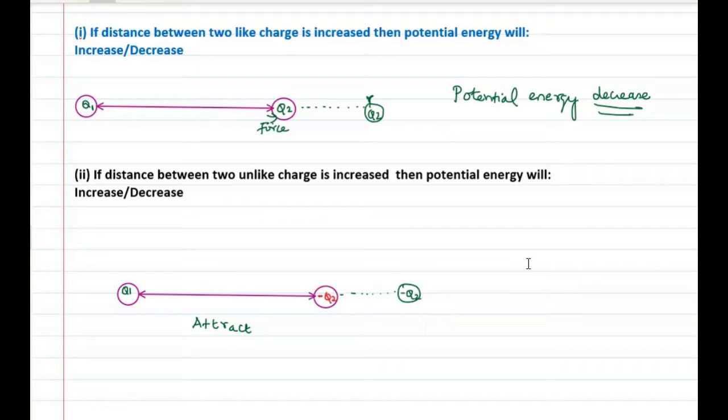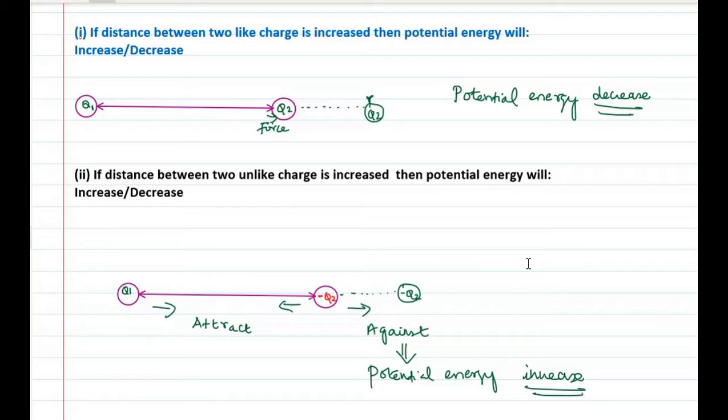Now what happens? We are doing work against the field, because Q2 and Q1 attract each other, and now you are moving it away. So we are doing work against the electric field, against the attractive force. When you do work against an attractive force, or against the field, the potential energy will increase. So here the answer is increase.